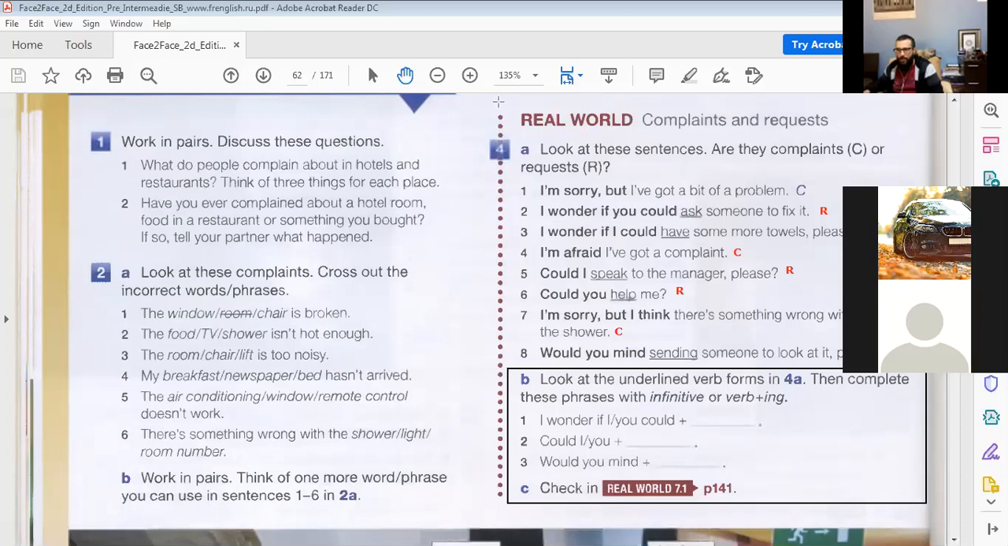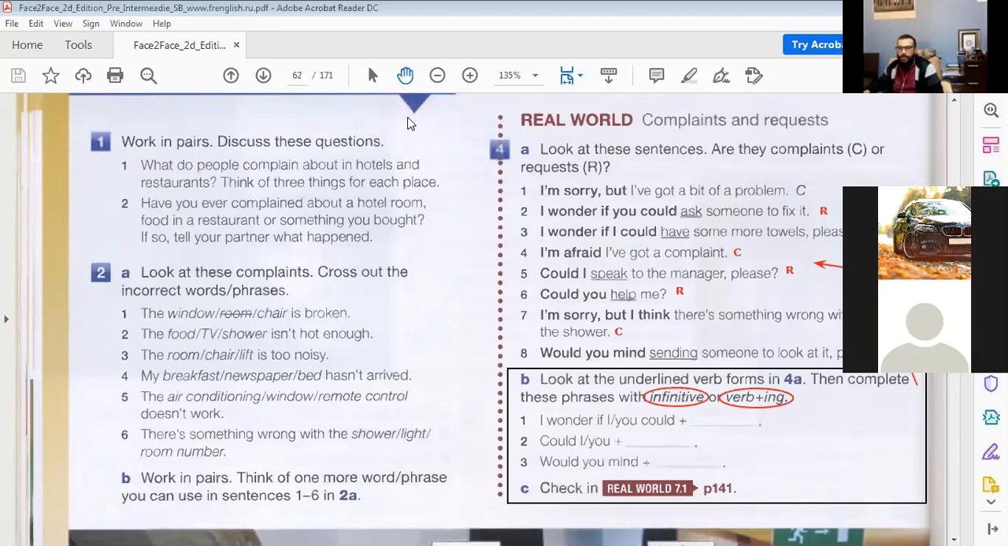So this means we actually have two options to use to complete the rules. You can use an infinitive verb or you can use verb plus ing. So you have one of these two options. So this means we have to look at all the examples above in the exercise here. So we can check and take a look. So the first one, it says, if you use I wonder if I or I wonder if you could, what do we use after it?